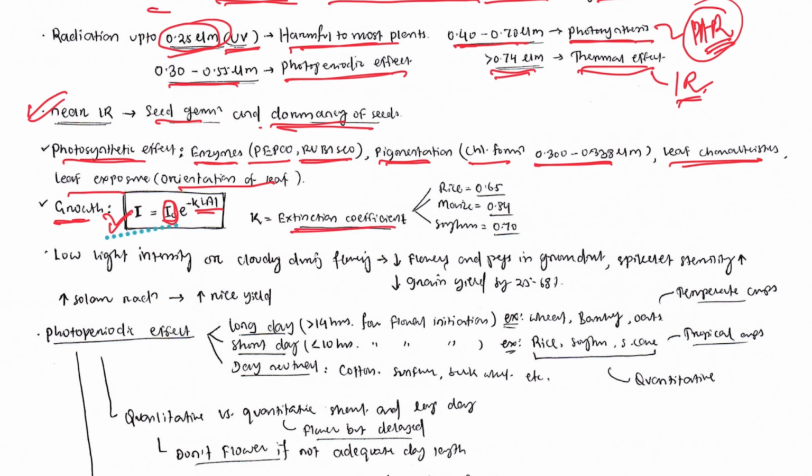So suppose this is a plant, or this is the canopy. Suppose here the solar radiation is I0. What is the solar radiation intensity here? You can know by putting this in the formula.